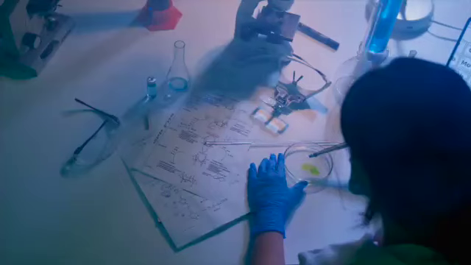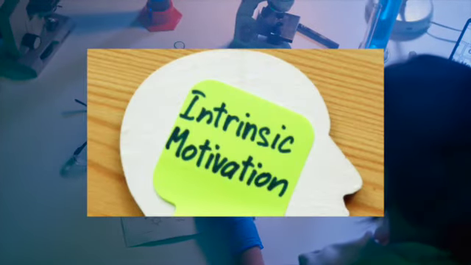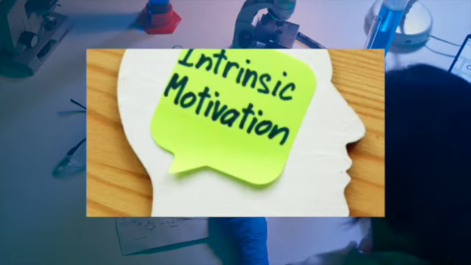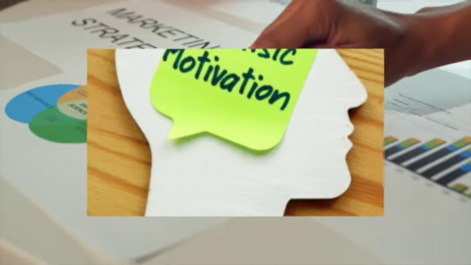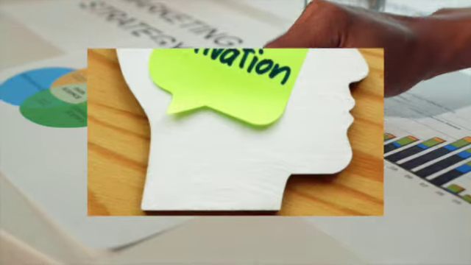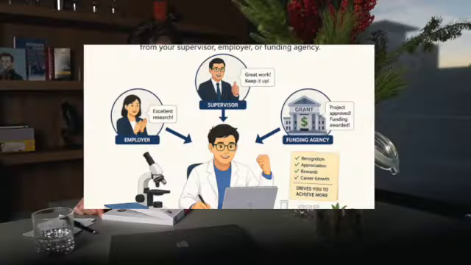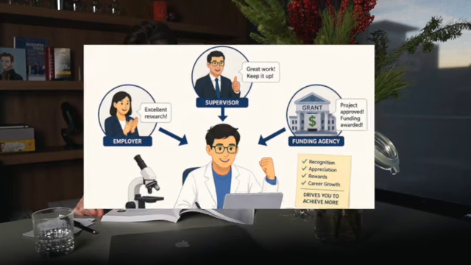Motivation can come from two sources. The first one is intrinsic motivation, which comes from within. You study a topic because you enjoy it and you are curious about it. Extrinsic motivation comes from outside, such as encouragement from your supervisor, employer, or funding agency. Although both types of motivation are useful, research is usually more enjoyable and successful when it is driven by your personal interest. Therefore, always try to choose a topic that you are passionate about.